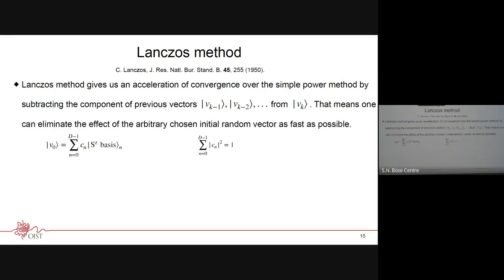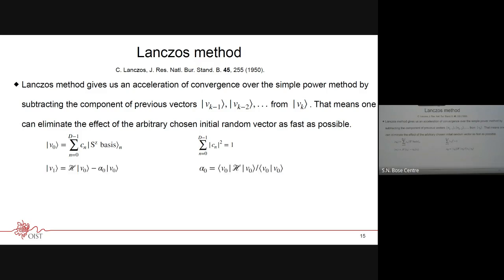So let's see the details of the procedures in the Lanczos method here. Again, I prepare the initial random vector V0, and this is now expanded by the spin up, down basis. So we are now focusing on the spin basis of the system. The up, down, with 0, 1 binary representation, is good to describe the spin basis. C n is a random coefficient, real or complex depending on the situation, and this initial vector is normalized like this.